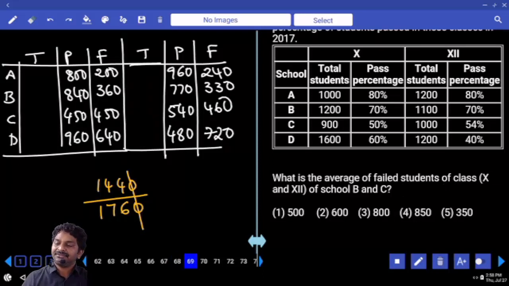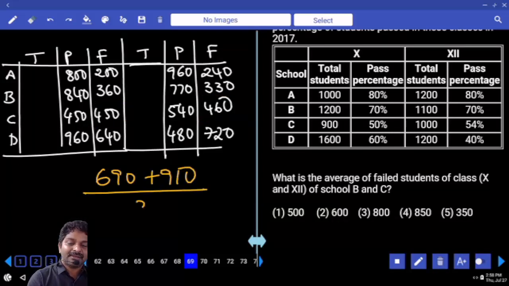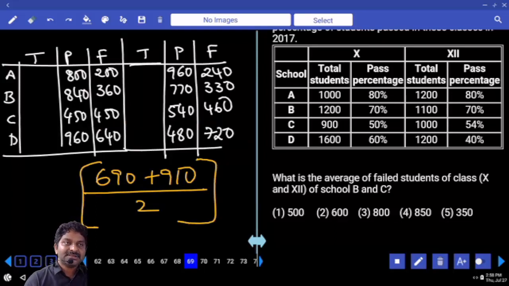What is the average of failed students of 10th and 12th of B and C? Both schools together, right? Both years. B, failures 360, 330, 690, 450, 460, 910. Average, that means divided by 2. Numerator 1600 by 2.